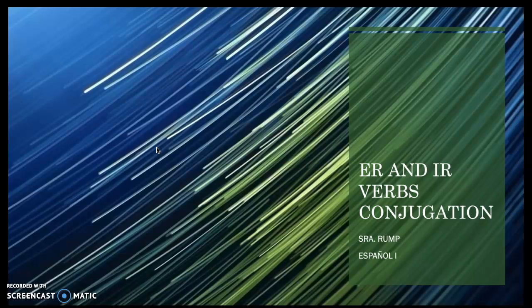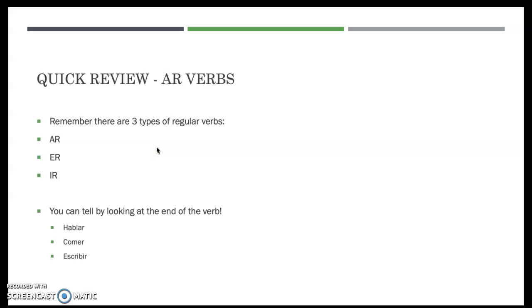Today, you're going to learn about ER and IR verbs conjugation. We'll start with a quick review of AR verbs. Remember, there are three types of regular verbs in Spanish: AR, ER, and IR. You can tell by simply looking at the end of the verb. Hablar, AR; comer, ER; escribir, IR.